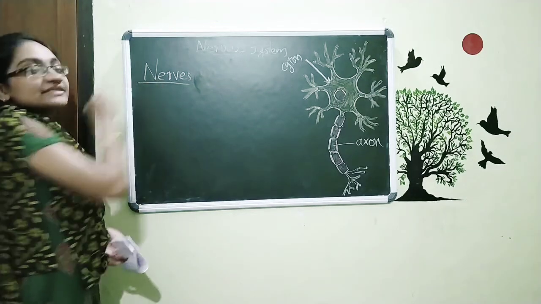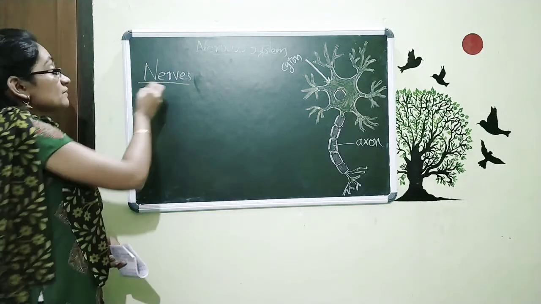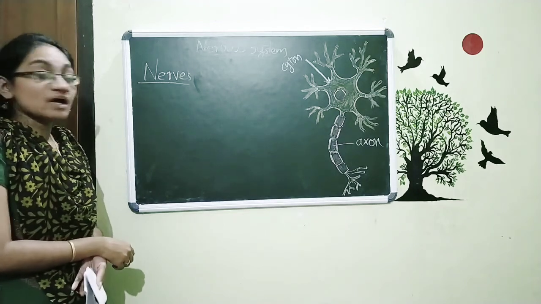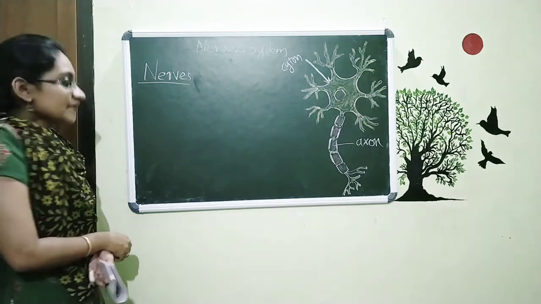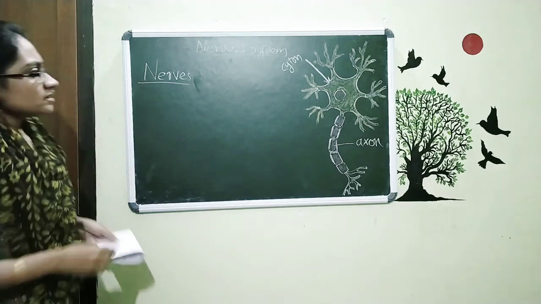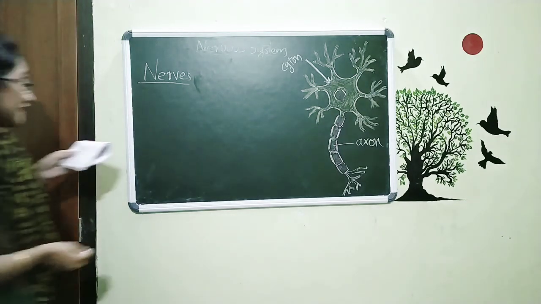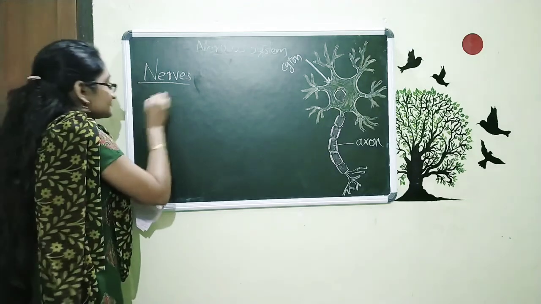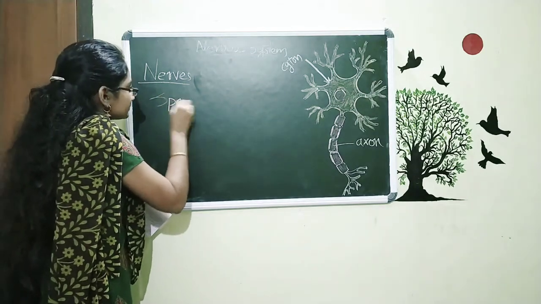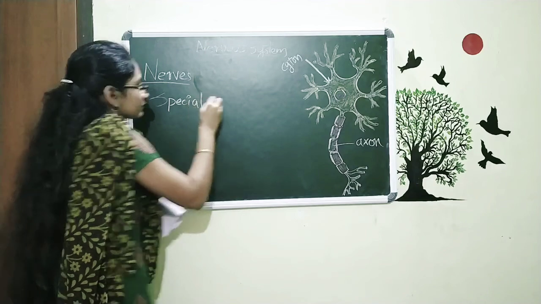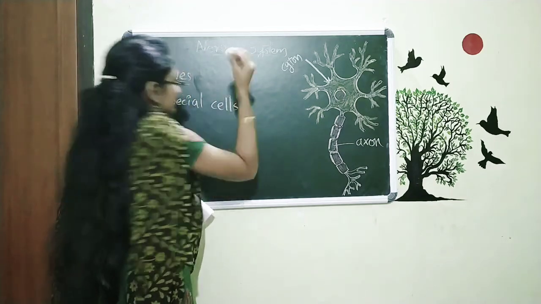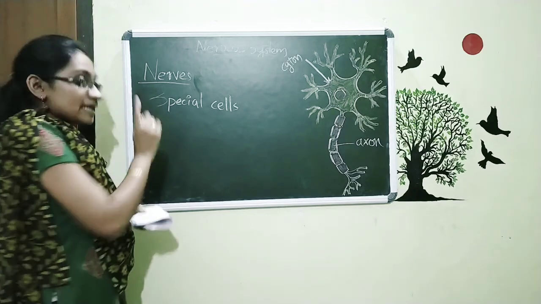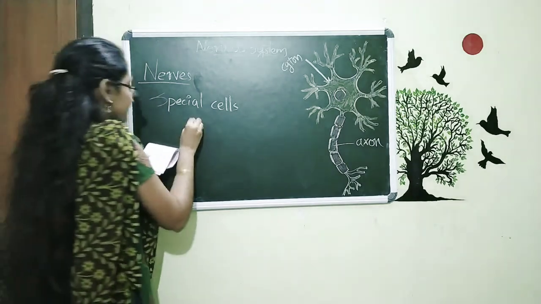Next is nerves. You are already familiar with this term, nerves. Now the question is, what are nerves? How can we define this? That is what we are going to deal with. Nerves are made of special cells, and they are called neurons.